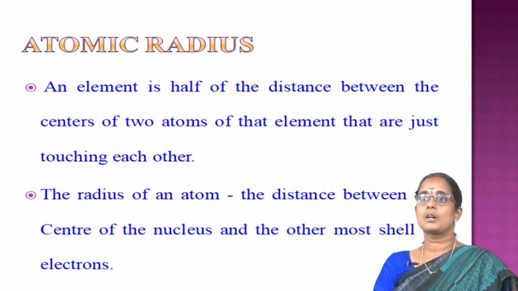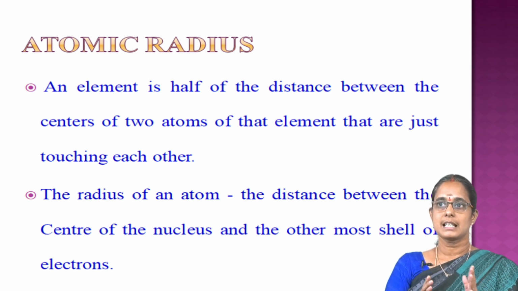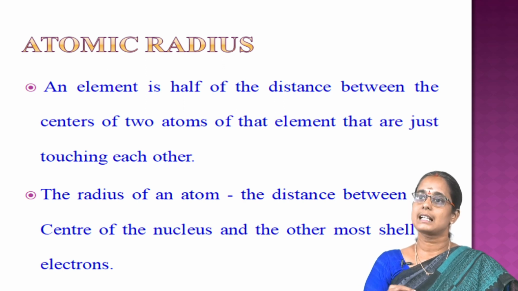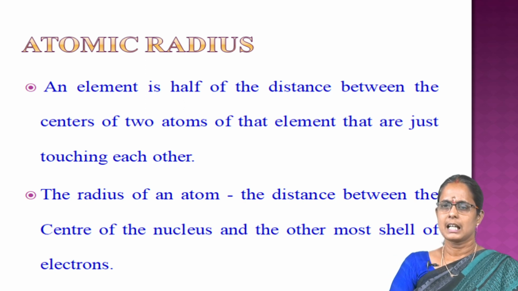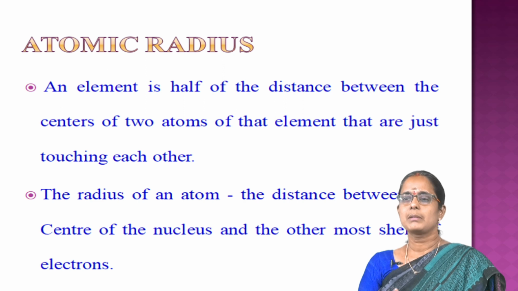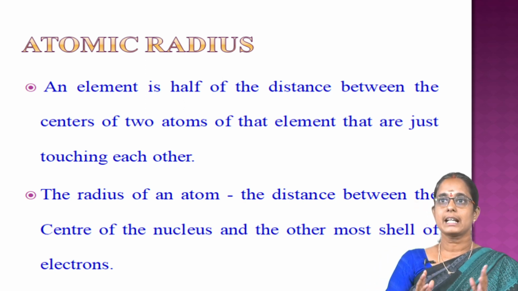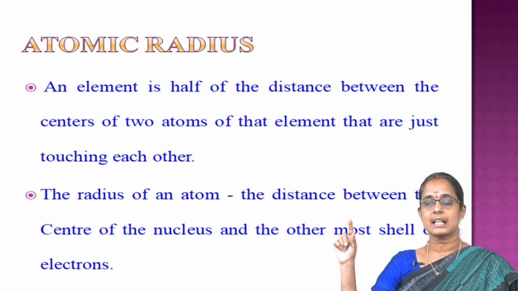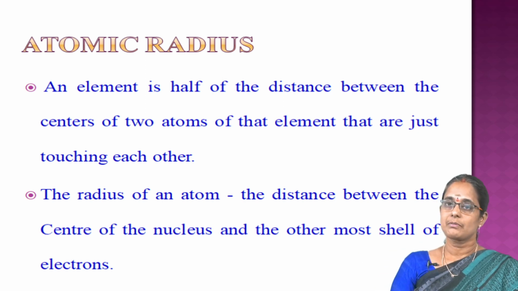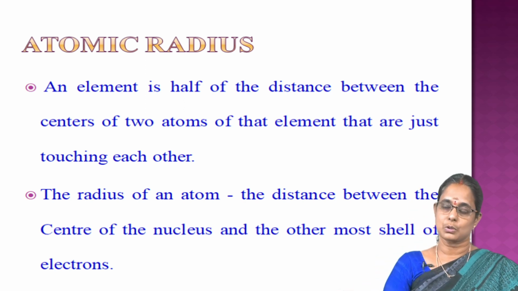The second property is atomic radius. Atomic radius of an element is defined as half of the distance between the centers of two atoms of that element that are just touching each other. The radius of an atom may be taken as the distance between the center of the nucleus and the outermost shell of electrons. The atomic radius decreases across a period from left to right and increases down a given group. The atoms with the largest atomic radii are located in group 1 and at the bottom of the group.